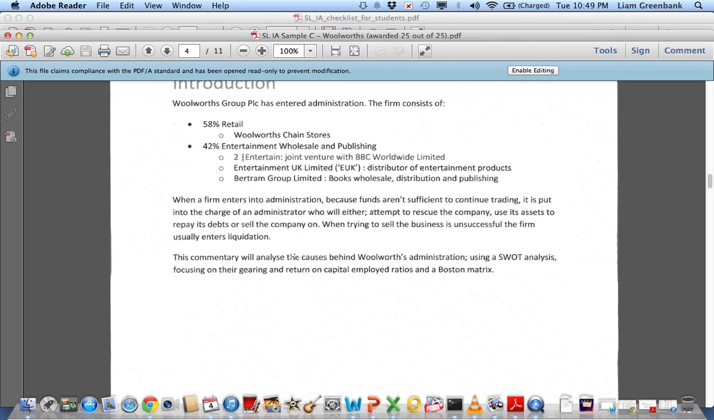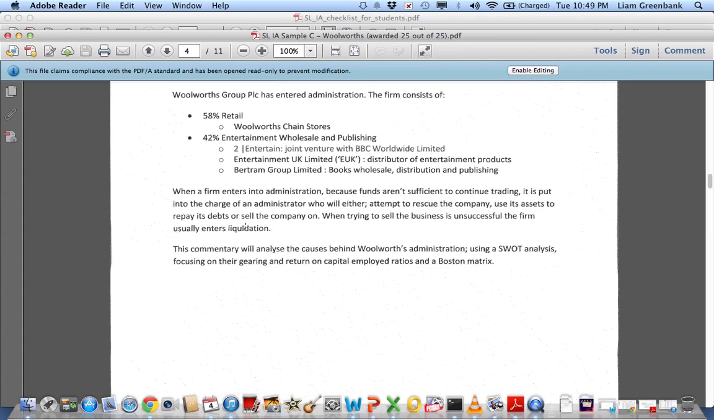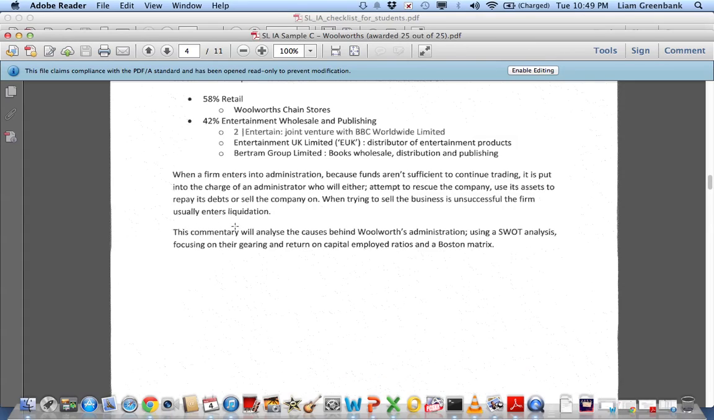But this is setting the scene in the introduction. So this is setting the topic. So they're basically introducing the topic and why they're looking at it. In this last sentence here, this commentary will analyze the causes behind Woolworths' administration using a SWOT analysis, focusing on their gearing and return on capital employed ratios.